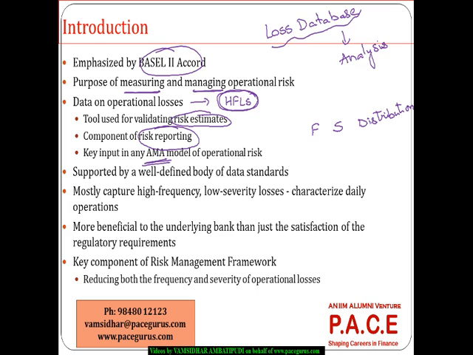operational risk. And just like external data, first of all, it should be supported by a well-defined body of data standards. So that initial process has to be in place. What is very much essential is that, whatever else is captured or not, the high frequency, low severity losses need to be captured quite effectively. And it should characterize the daily operations, the different kinds of losses that come up as a part of daily operations. It's more beneficial to the underlying bank than just satisfying the regulatory requirement.